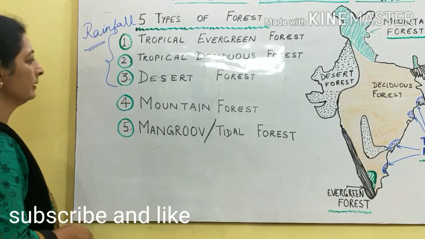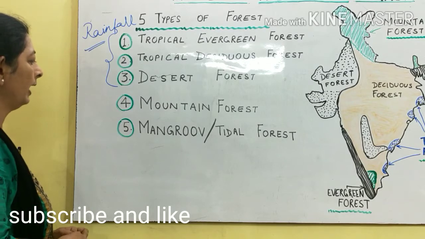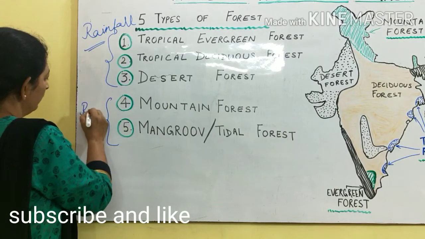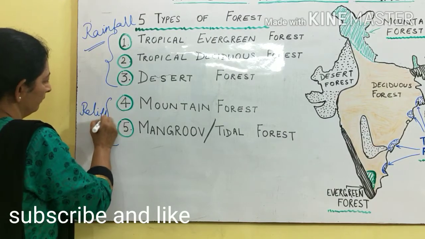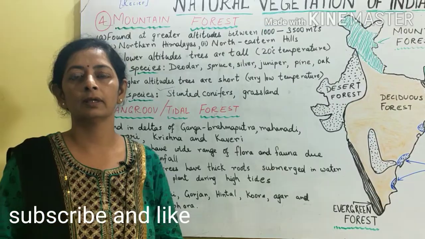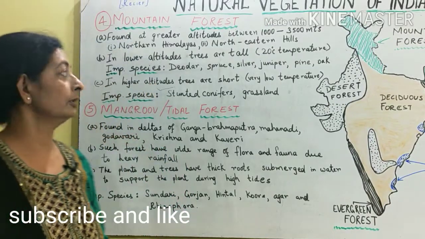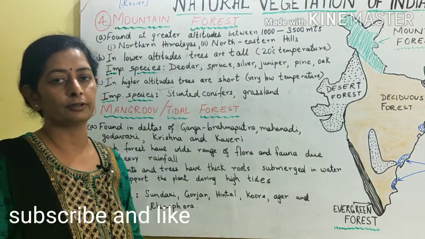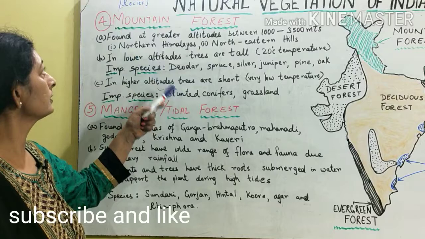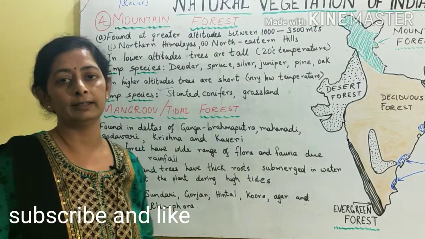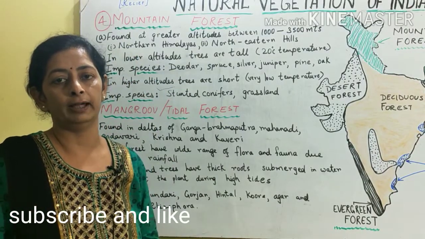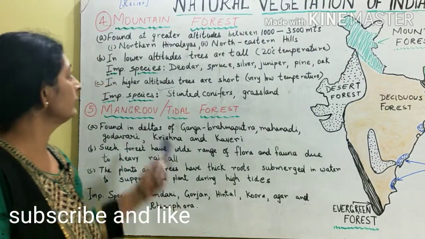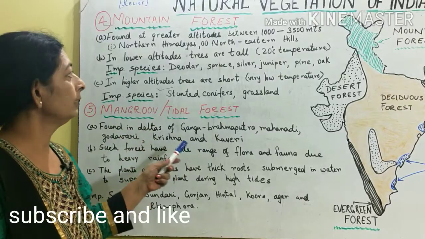The next 2 categories, that is mountain forest and mangrove forest, depend on relief. The next 2 types of vegetation are mountain forest and mangrove forest, also known as tidal forest. Now these 2 types of forest depend on relief of the land. Relief means elevation of land, the height of the land, how high or how low is the land. So these types of forest are seen in such regions.